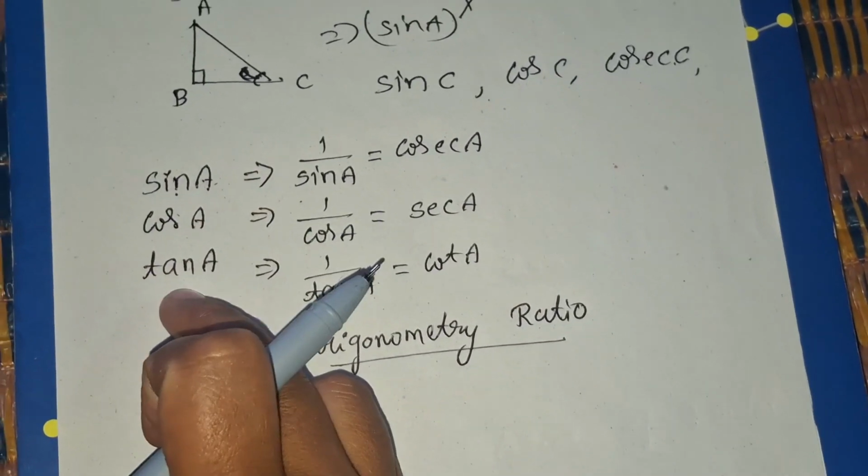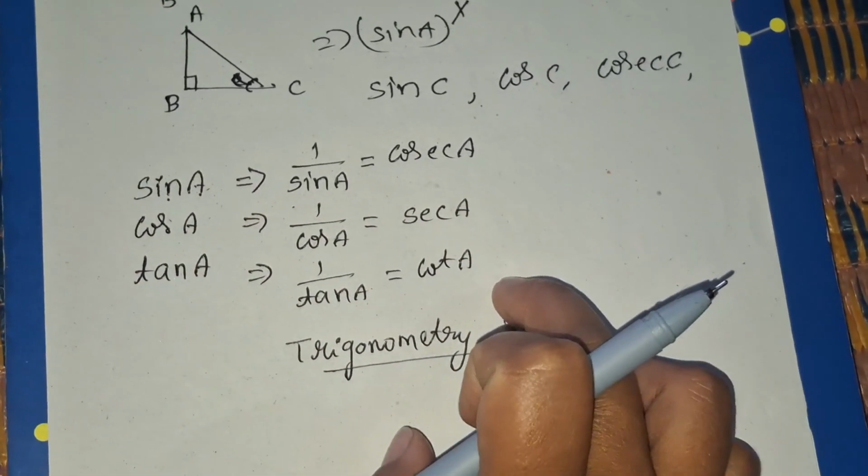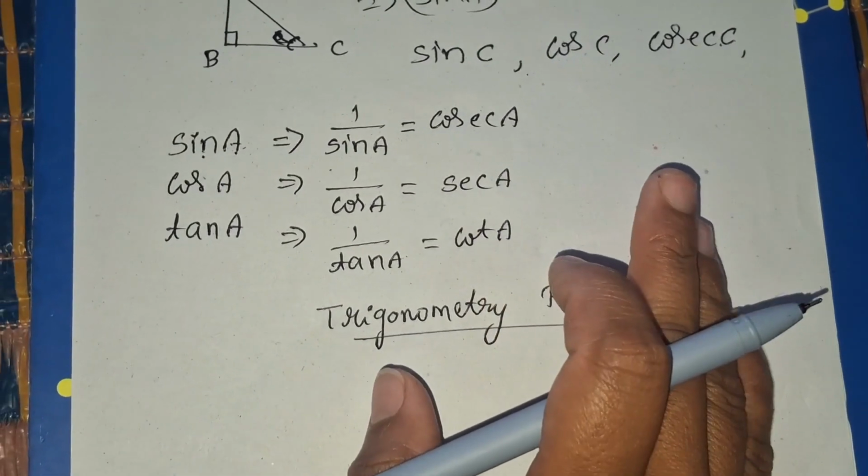How to read in order? Sin A, cos A, tan A, cosecant A, secant A and cot A. In this order we can memorize very easily.